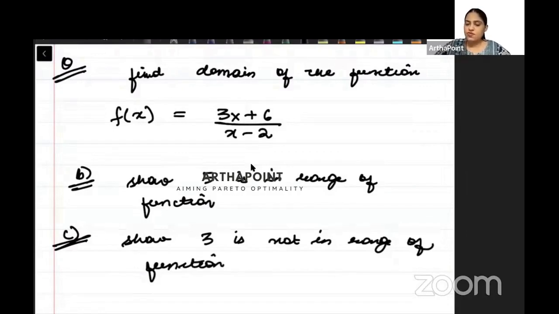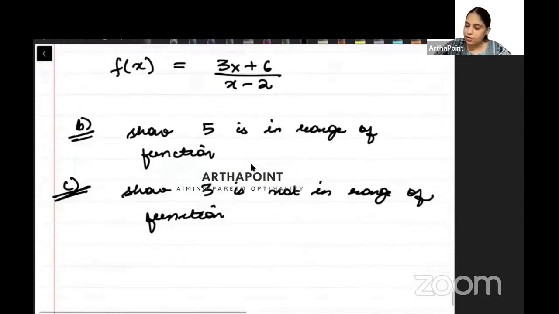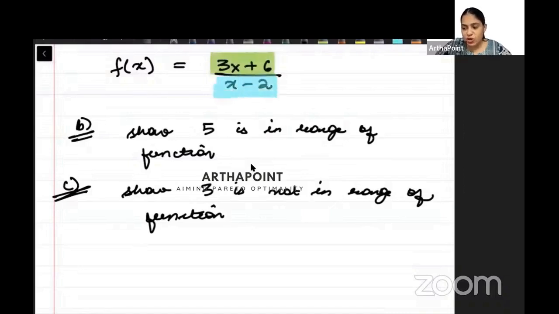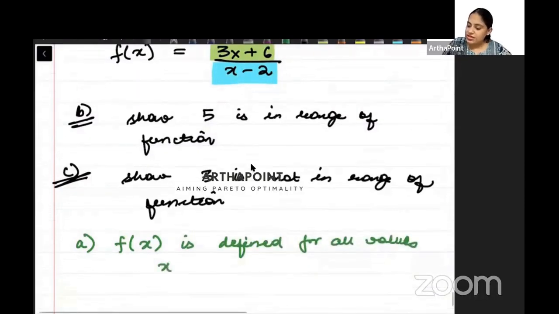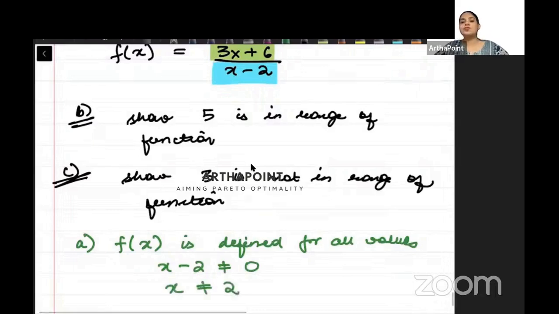Let's try to do this thing. So we need to show 5 is in the range, 3 is not in the range, and find the domain of the function. Domain will be what, beta? Numerator can take any value, positive or negative, does not matter. Denominator can also take any value, but it cannot be equal to 0. So for part A, f(x) is defined for all values as long as x minus 2 is not equal to 0. So x is not equal to 2.